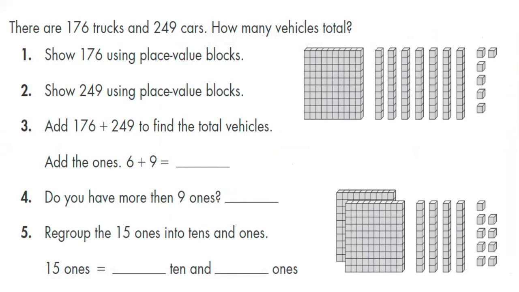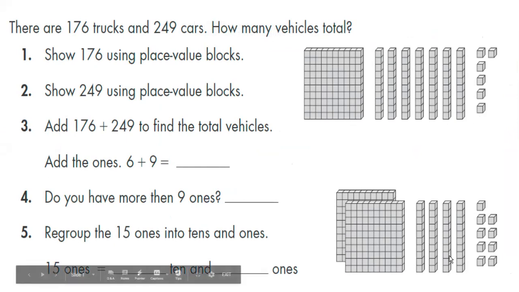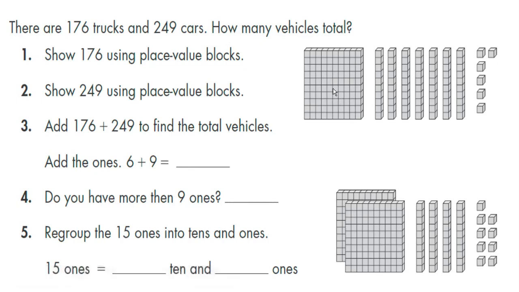So here we go. There are 176 trucks and 249 cars. How many vehicles total? So we're adding these two numbers together, 176 and 249. They show us using place value blocks. So here are the two numbers in place value: our hundreds, our tens, and our ones. This big block, just so you know, equals 100, okay?